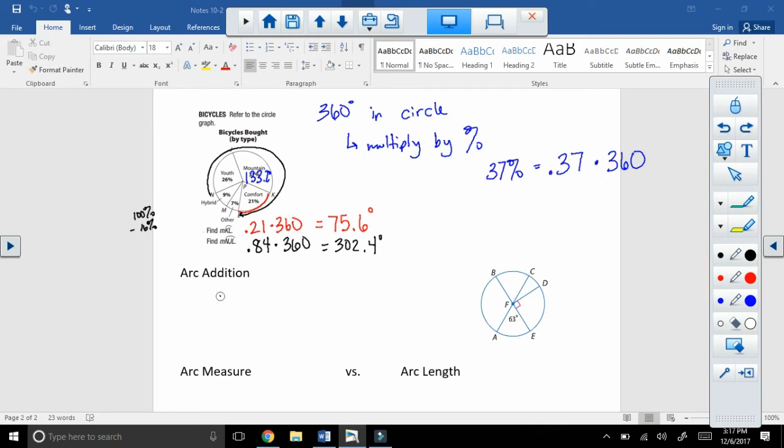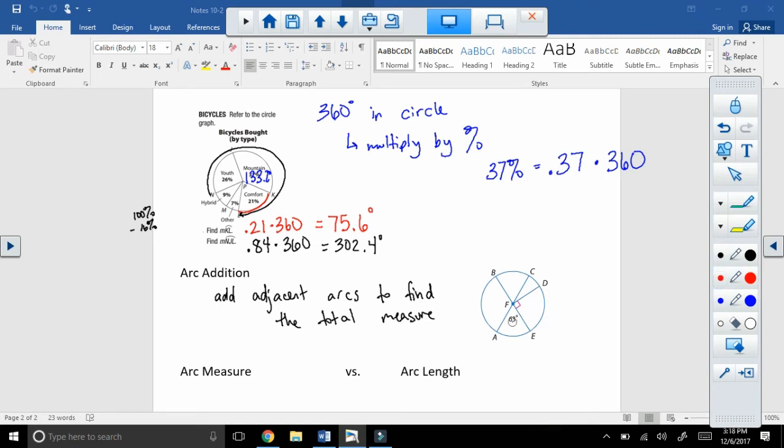We've already been doing this next one where it says arc addition here. You can just write down that you can add adjacent arcs to find the total measure. And I've been doing that already, just kind of pointing it out. Like if you wanted to find the whole thing here, you could add up those three portions. Let's do one more example of that, and then we'll talk about the difference between measure and length.